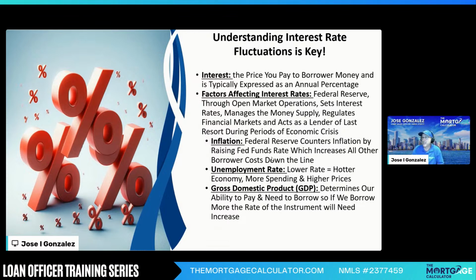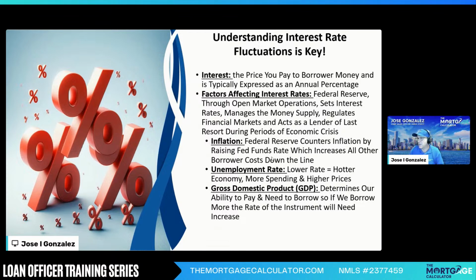Now, factors that the Fed is going to monitor and then take monetary policy actions with are things like inflation. This is one of the things we've been seeing a lot of, because the Federal Reserve counters inflation by raising the Fed funds rate. That's the overnight lending rate that banks borrow from each other to meet their reserve requirement. If the Fed funds rate goes up, it increases all other borrower costs down the line, because then the prime rate goes up, the discount rate goes up, credit card rates go up, everything goes up. Treasuries go up, and then mortgage rates like to track a couple of the treasuries, especially the 10-year treasury.